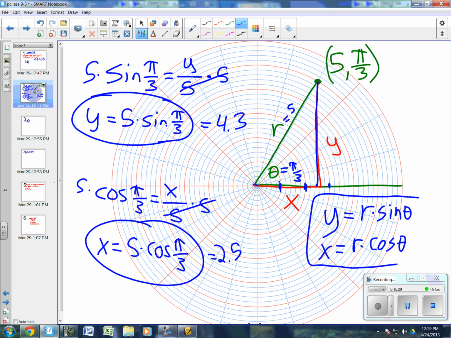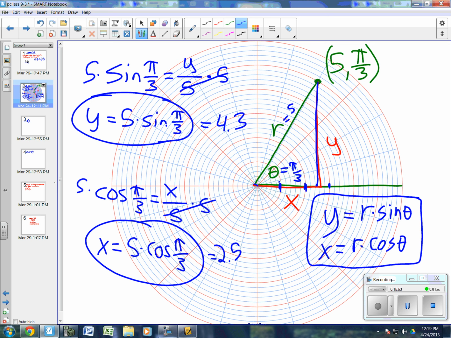So to change polar coordinates to rectangular coordinates, you need to know those two formulas. But you really don't need to know those formulas because you could draw a triangle and set it up yourself, and remember it that way, couldn't you? Your right triangle trigonometry. Does that make sense?